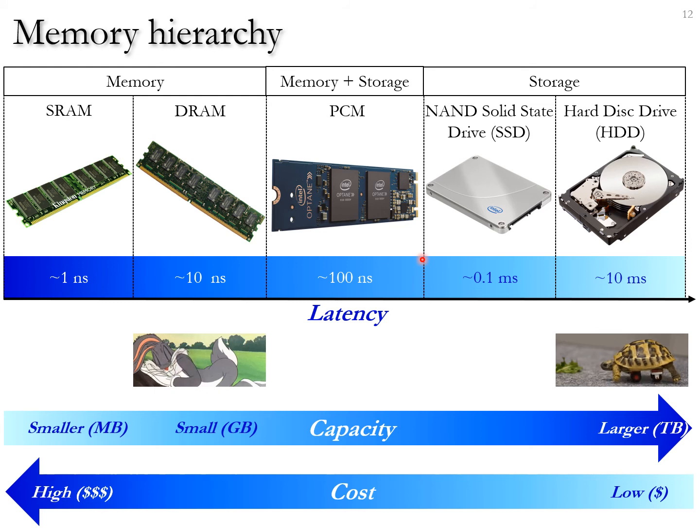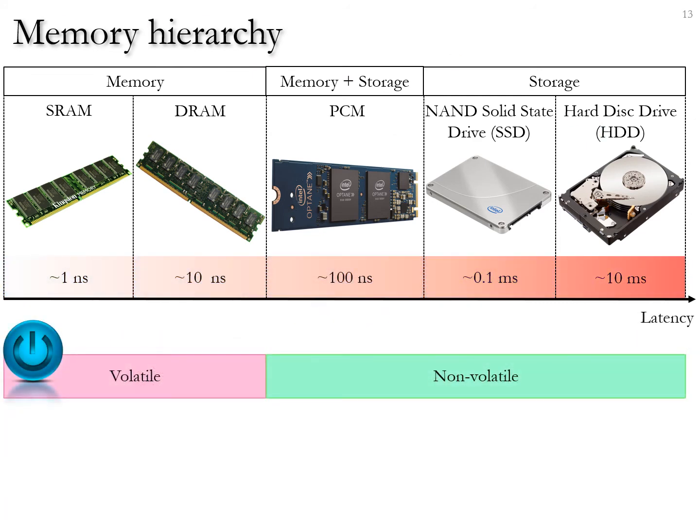So the features that we have for PCM or its other counterparts are in the middle of the memory technologies and the storage technologies. And that is why they can smoothly bridge the gap between the memory and the storage technologies. Besides the speed, PCM and its counterpart technologies combine several advantages of these existing memory devices and several advantages of the existing storage devices.